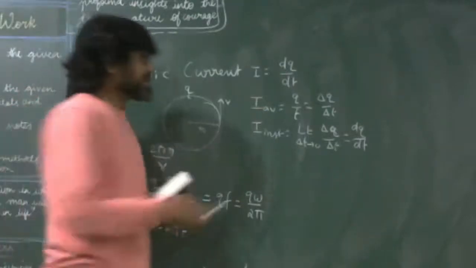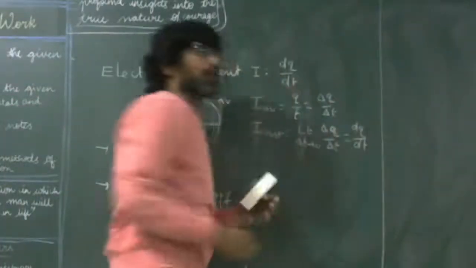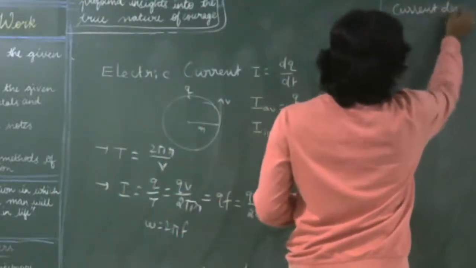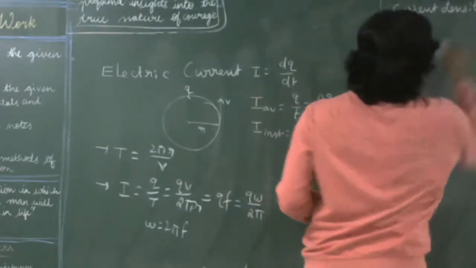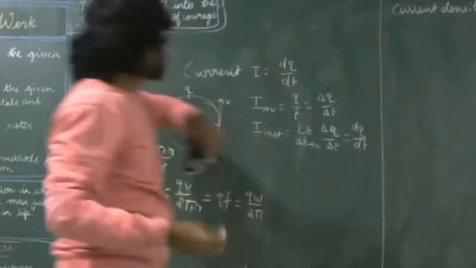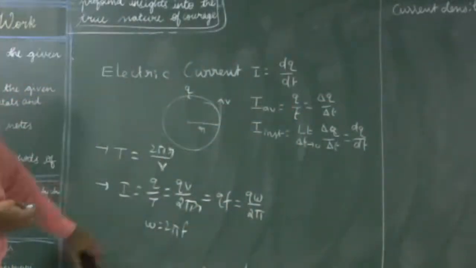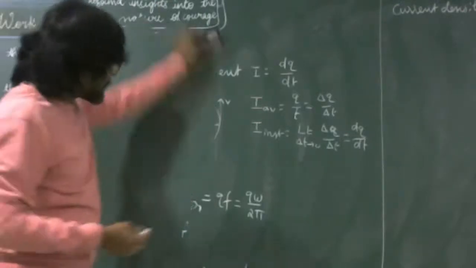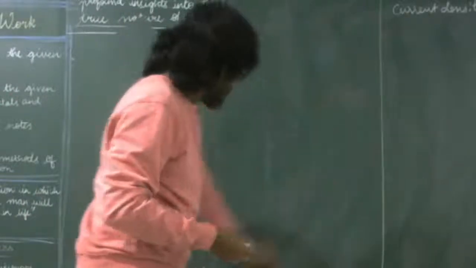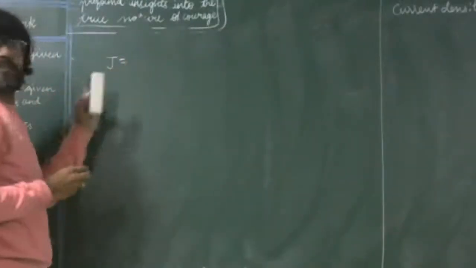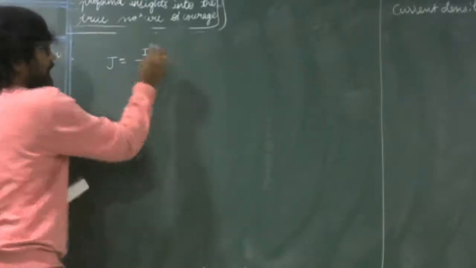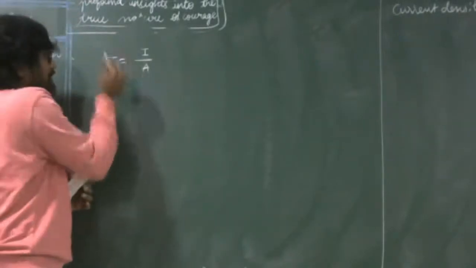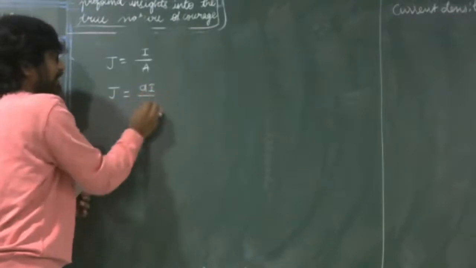Whereas current density is current per unit area at a point in a conductor. It is denoted by the symbol J, and it is a vector quantity. The board is not visible online, so let us look here only. Current density J is defined as current per unit area. If you are dealing with a small cross section dA, then a small current dI by dA will be taken.